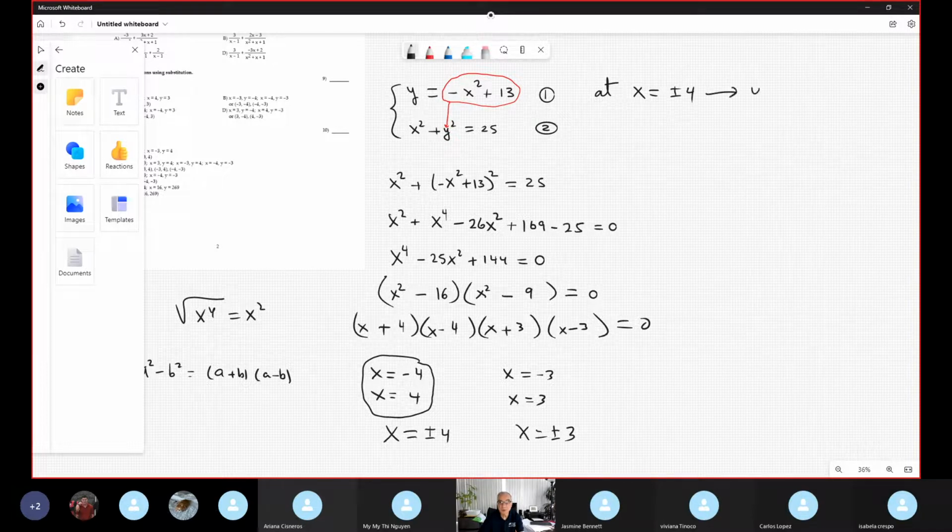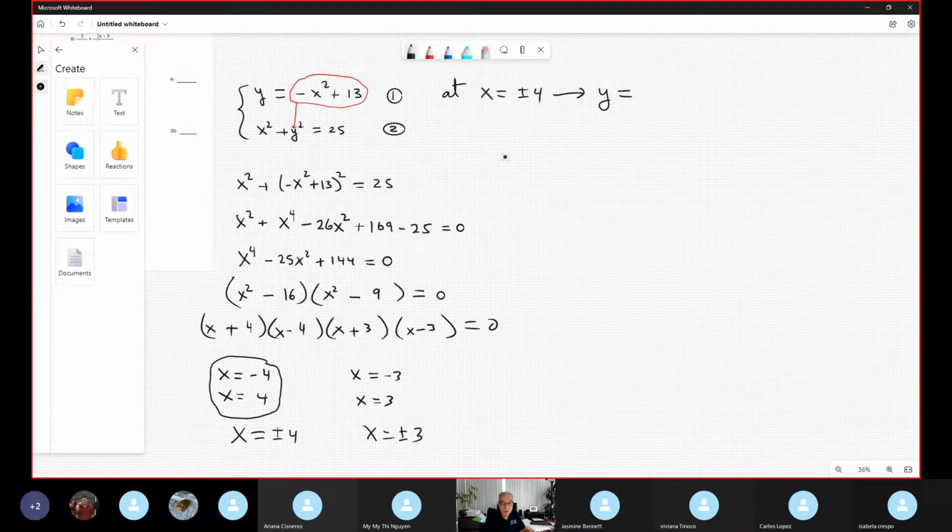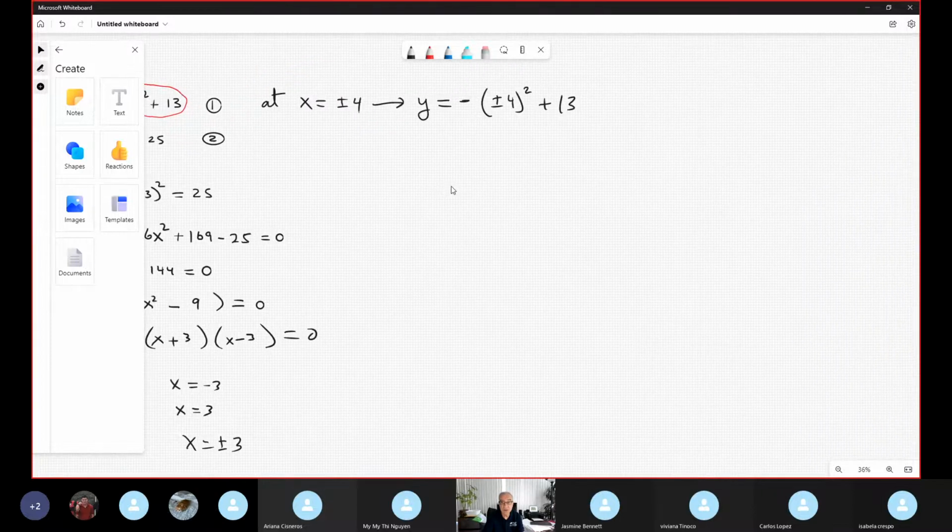Substituting here, y alone is equal to minus, plus or minus 4 squared, and when you square it becomes positive, so 16. So actually it is minus 16 plus 13, which is negative 3. We have two points. The points are positive 4, comma, negative 3, and negative 4, comma, negative 3.